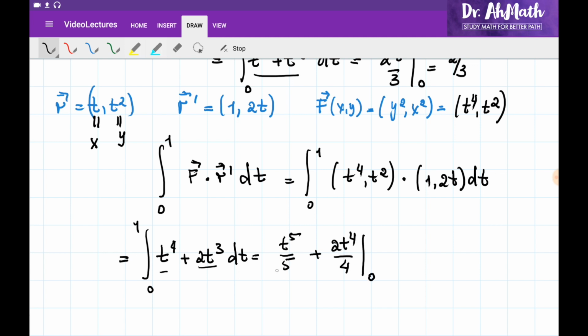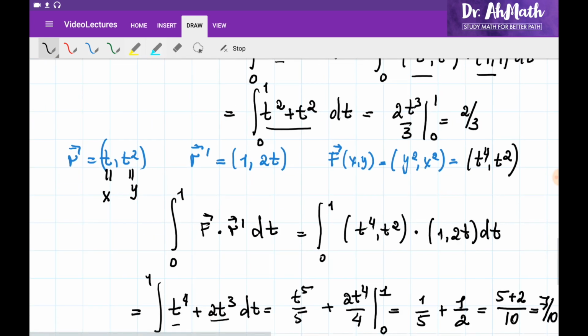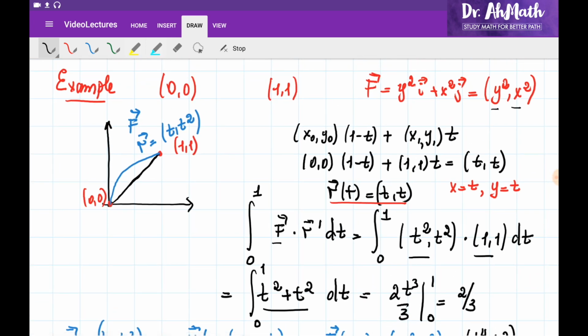So if we substitute 0, both of the terms are going to be 0, and if we substitute 1, we will get 1 over 5 plus 2 over 4, which we can write down as 1 over 2. And if we give the common denominator, it would be 2 plus 5 divided by 10, or simply 7 over 10. So the work which we have to do in order to move the object from this point until this point along the second curve would be 7 over 10. And along this curve would be 2 over 3. And obviously the work which we have to do in order to move the object along the first curve, along the line, is smaller than this work.